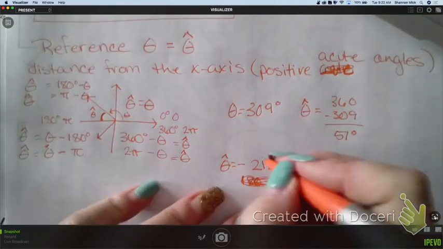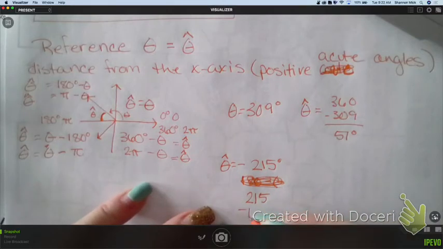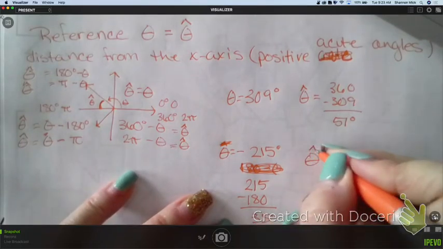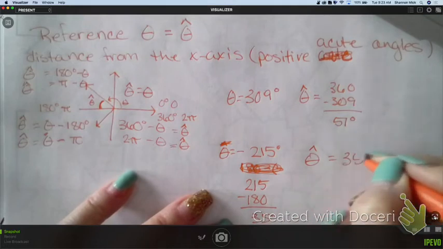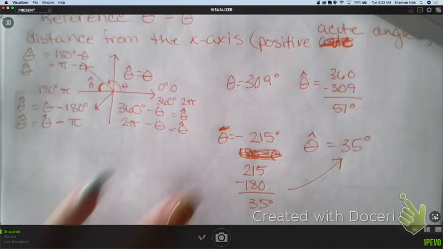Okay, just minus 180. So 215 minus 180. 45? Is it 45? No, 35. My bad. 35? Yeah. Okay, so the reference angle is 35. So you just get rid of... Yes, they always have to be acute.